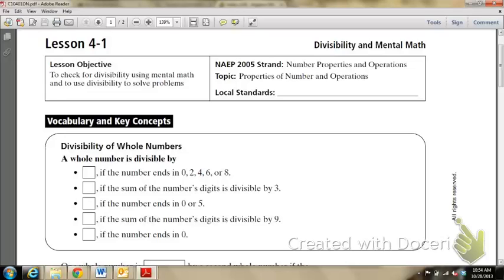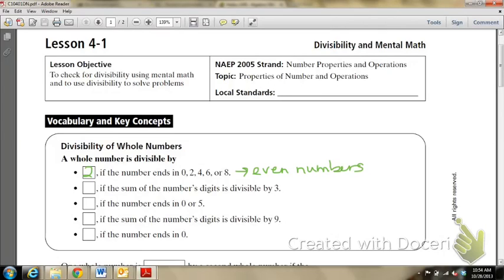In Lesson 4.1, we're going to work with divisibility and mental math. So we need to go over what the divisibility rules are. A whole number is divisible by 2 if the number ends in a 2, 4, 6, 8, or 0. These are even numbers. So any number that is even is going to be divisible by 2.